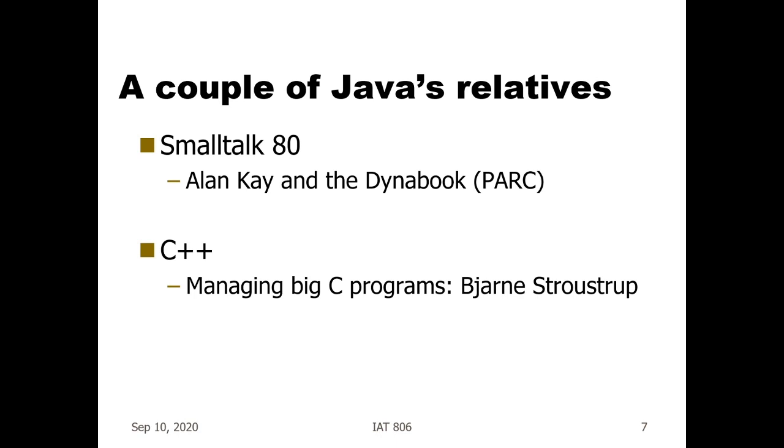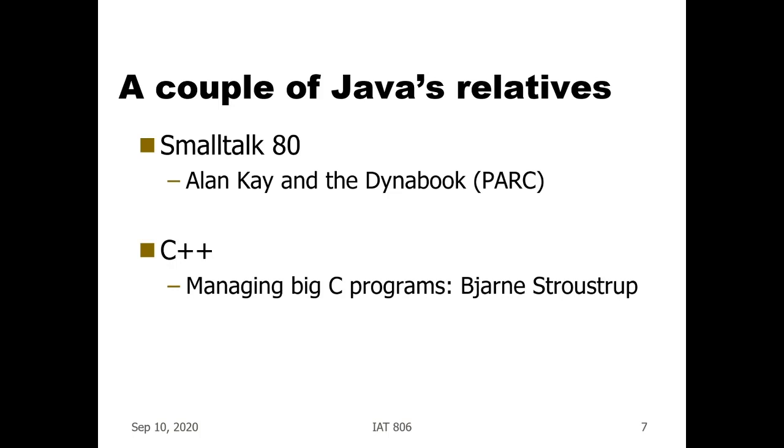Another Java relative is Smalltalk 80, which was developed in 1980, as the name suggests, by Alan Kay and the Dynabook project at Xerox Palo Alto Research Center, or PARC, as is shown here. We'll talk about Alan Kay later on in the term when we investigate one of his readings where he introduces this concept of Dynabook.